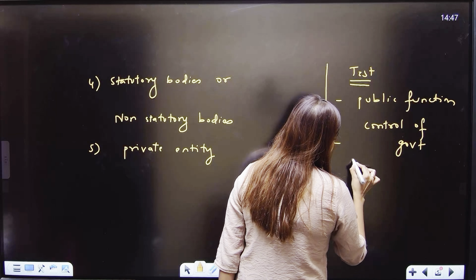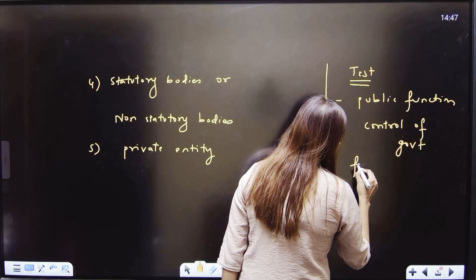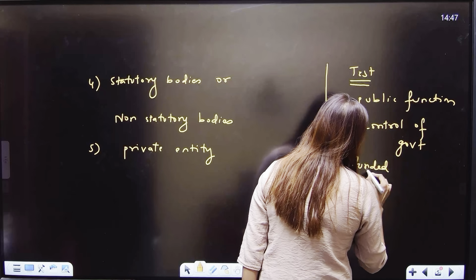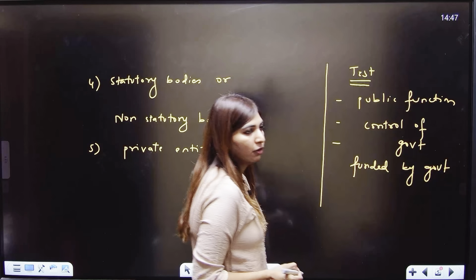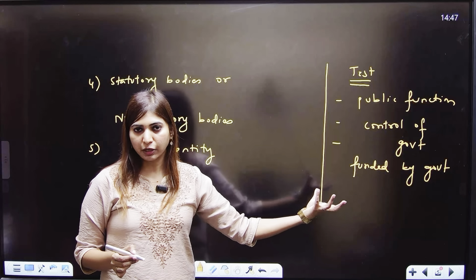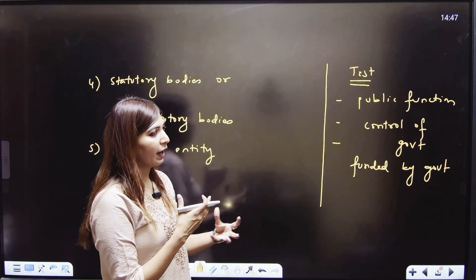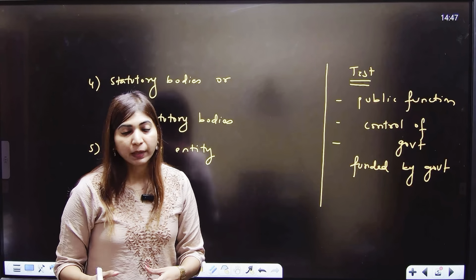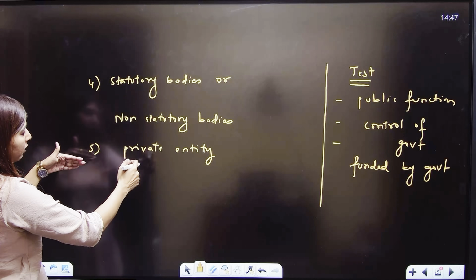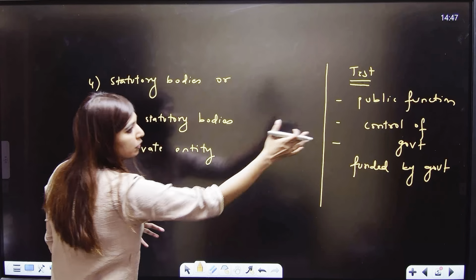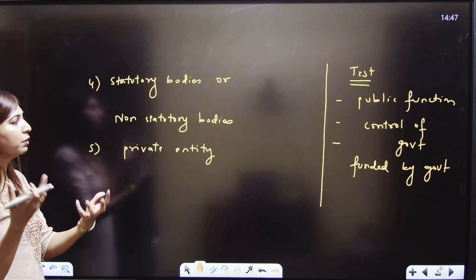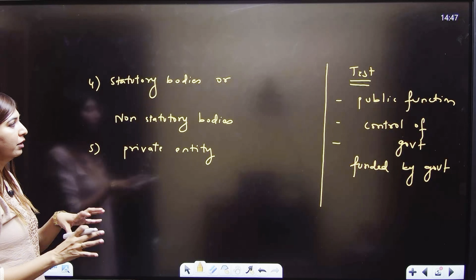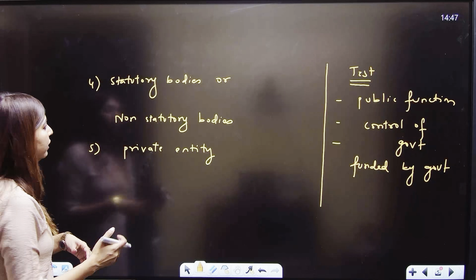Another, if it is majorly funded by government, then also we can say it is a state. Such combinations we can use and we can try to define whether it is a state or not. When we are talking about all this, we can compare with these criteria. It will be easy to say whether it is a state or not, and we don't need to remember, rather we can understand easily in the exam.